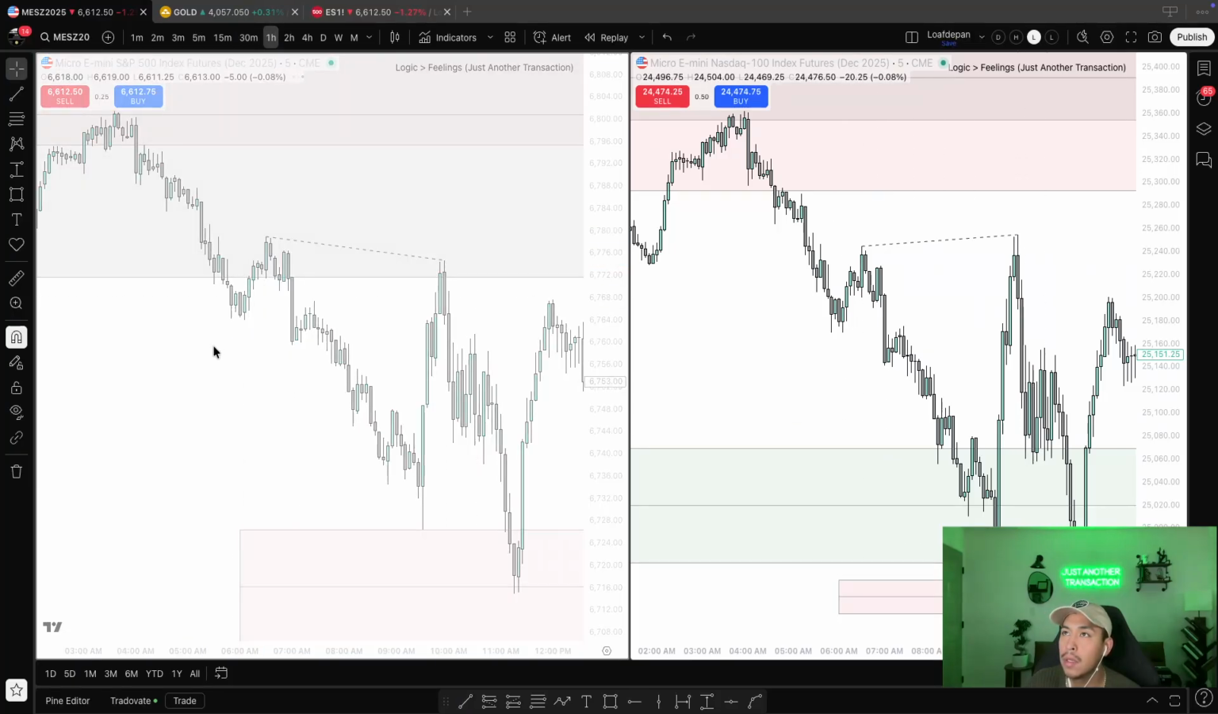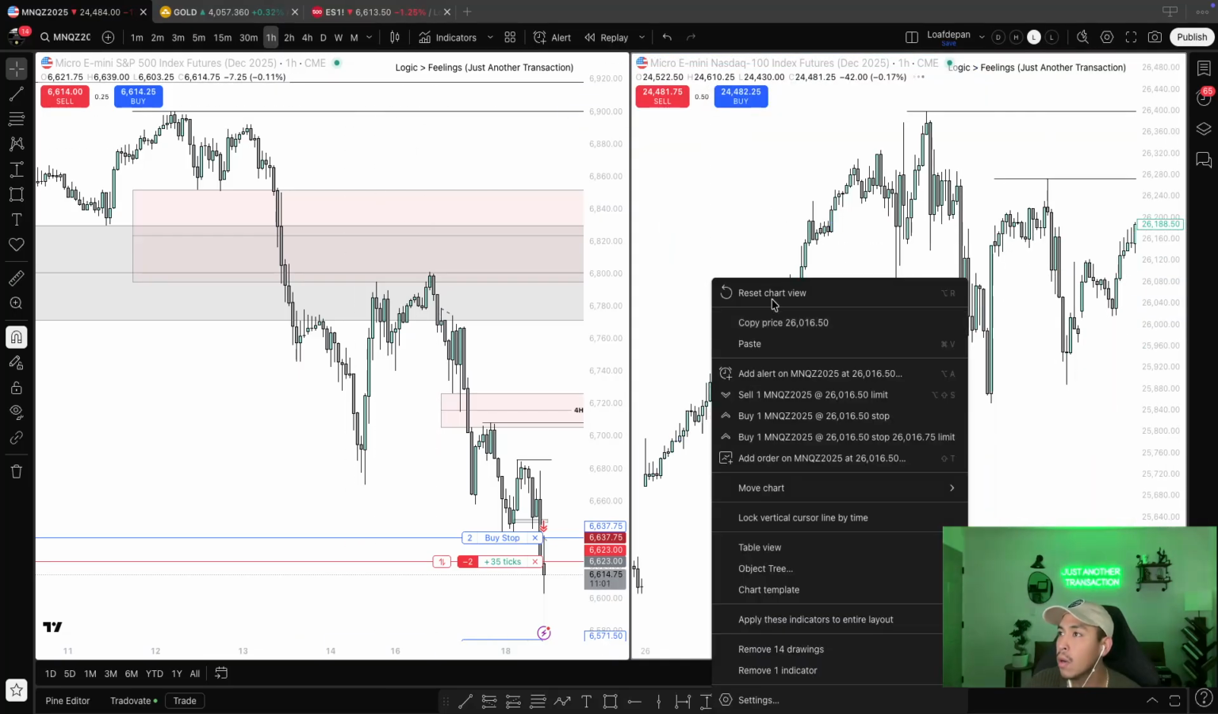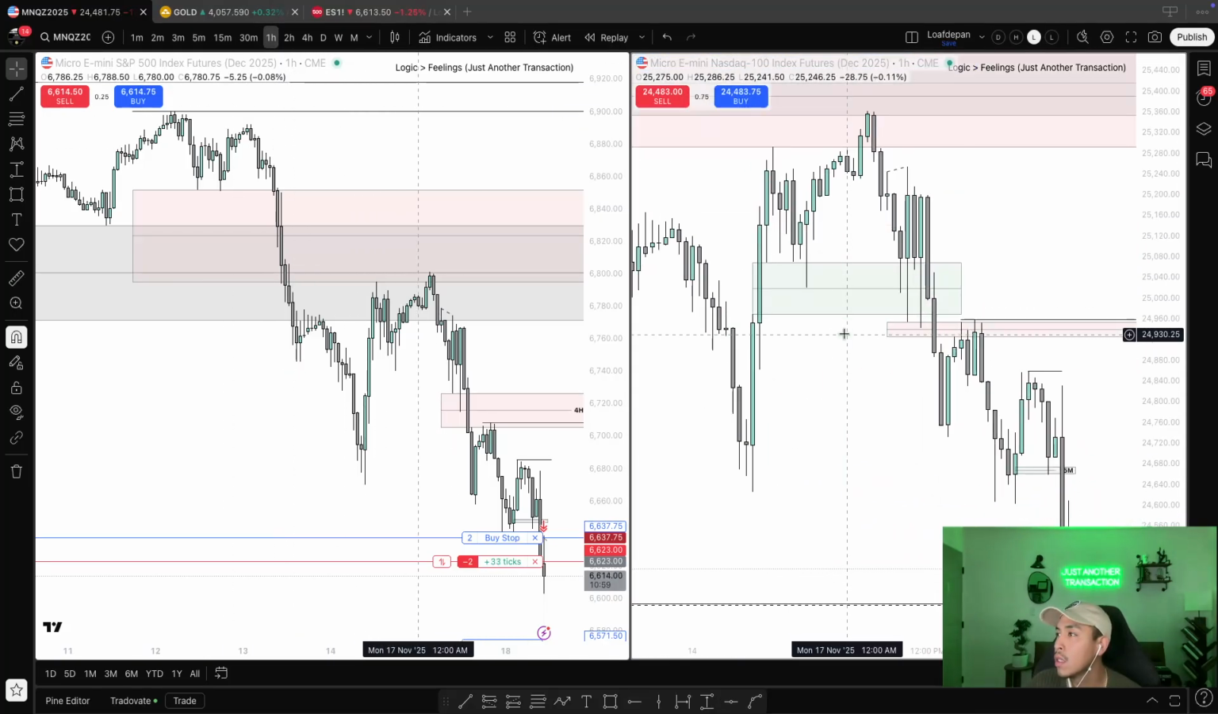And I believe it's also coming off a 1 hour fair value gap on NQ. So we go back to the 1 hour and we can see that, yep, NQ taps into the 1 hour. ES fails to tap into the 1 hour.